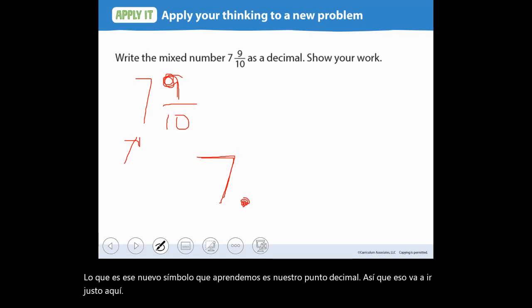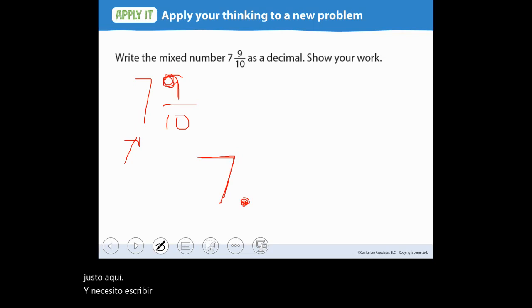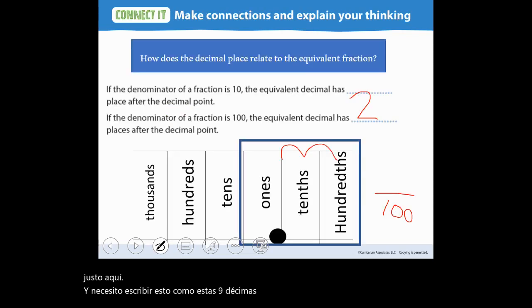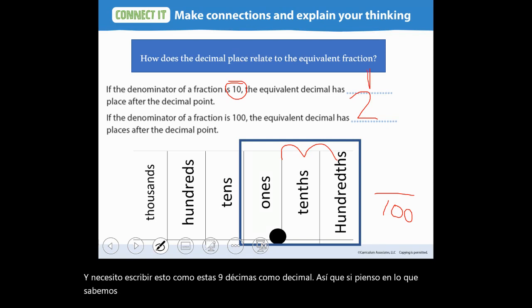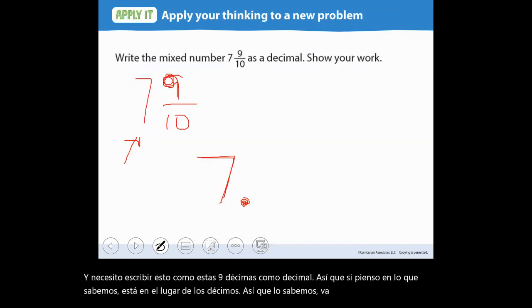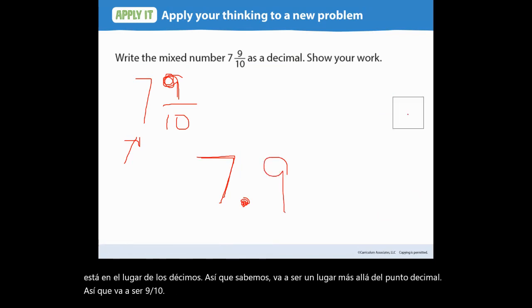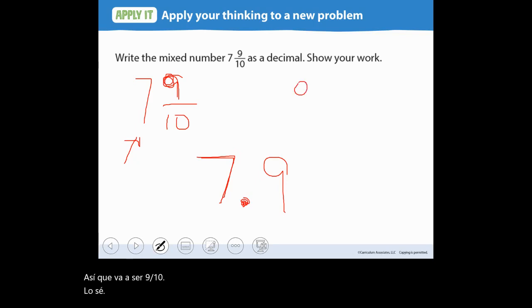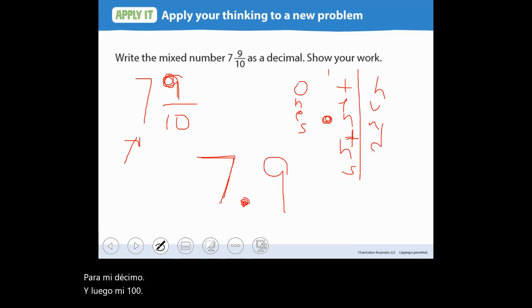And I need to write this 9/10 as a decimal. So if I think back, we know it's in the tenths place. So we know it's going to be one place past the decimal point. So it's going to be 9/10. I know that I have my ones place, the decimal point, then my tenths, and then my hundredths. Okay, this is my place value chart. Okay, I know that that's what it is.